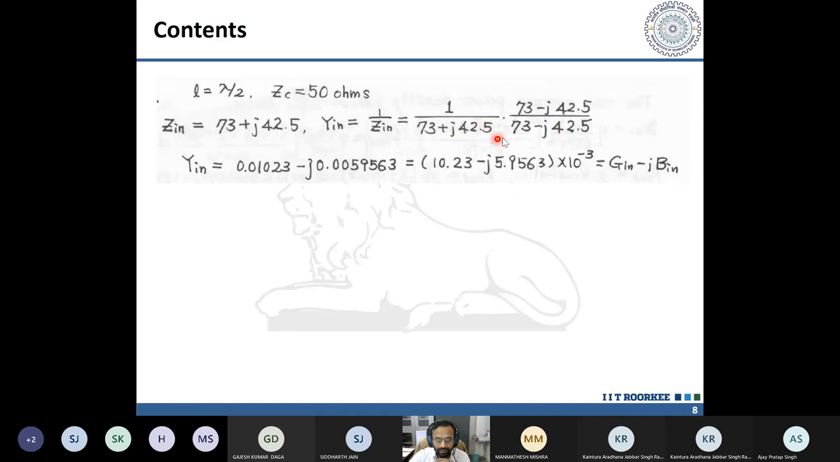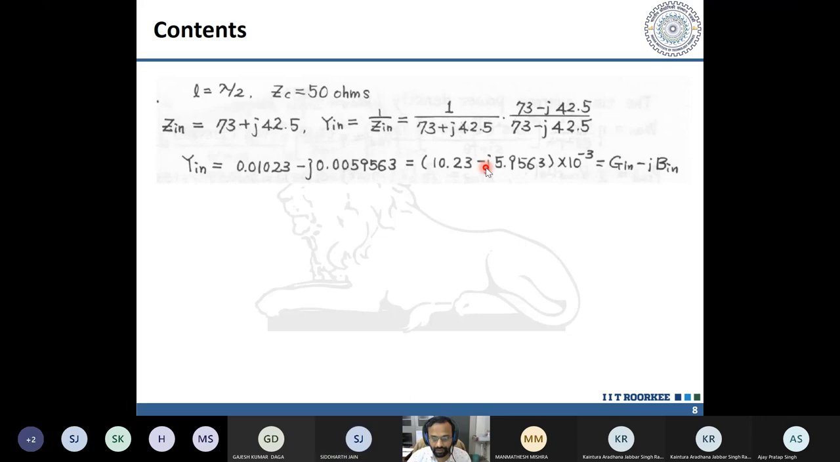So the input admittance has a negative susceptance. What does it mean? Is it inductive? Is it capacitive? What does it imply? The susceptance is negative.